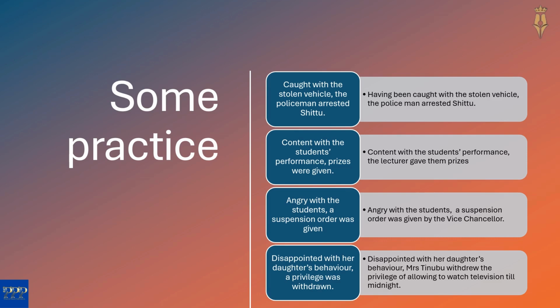Disappointed with her daughter's behavior, a privilege was withdrawn. Disappointed with her daughter's behavior, Mrs. Tinubu withdrew the privilege of allowing the daughter to watch television till midnight. So this is another way that you resolve it, because the first sentence is not telling us who withdrew the privilege, who was disappointed.